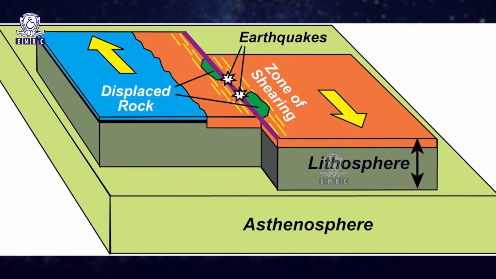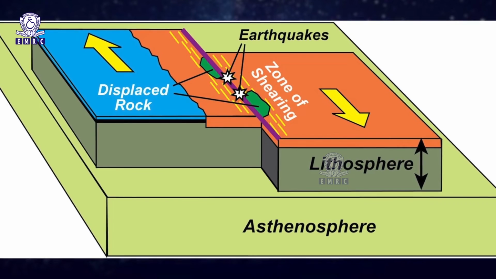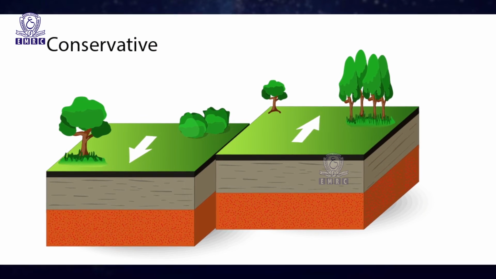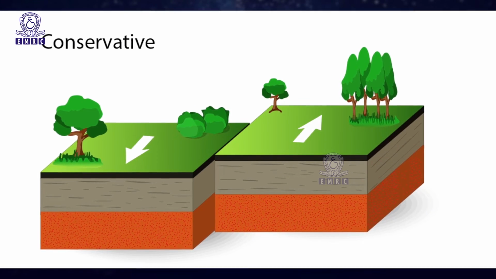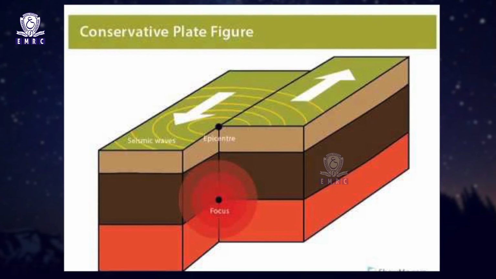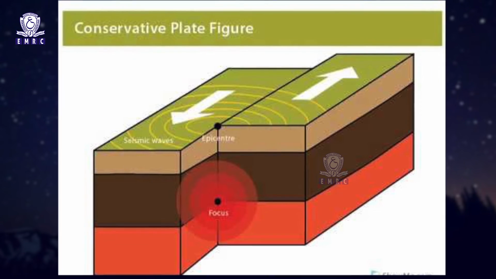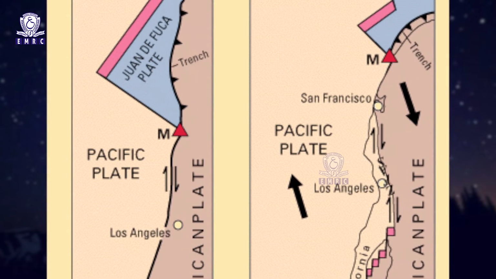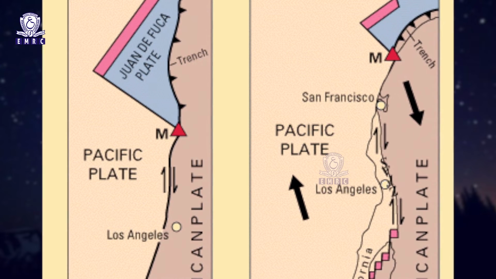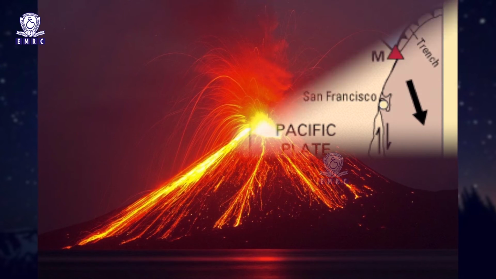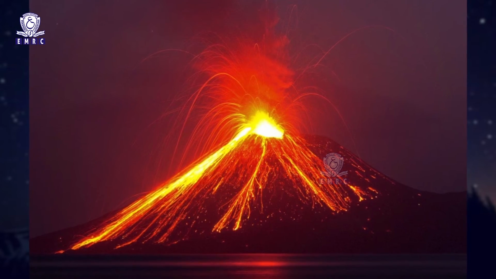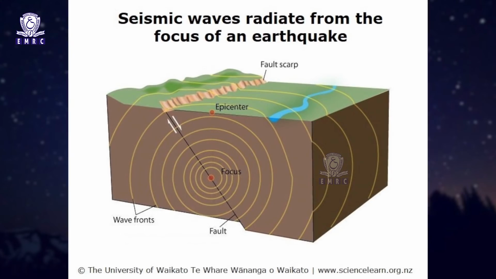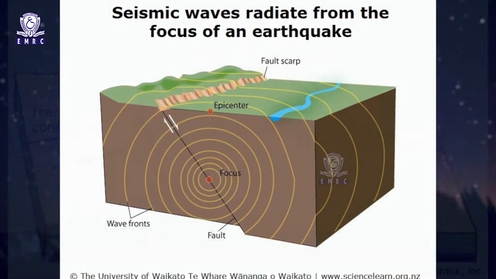Conservative plate boundaries are also called neutral or shear plate margins. Conservative plate boundaries are characterized by transform faults. Along the conservative plate margins, the movement of the plates is parallel. San Andreas fault formed due to the parallel movement of the Pacific and the North American plate. Usually, there is no volcanic eruption along the conservative plate boundaries, but seismicity or earthquakes are common.